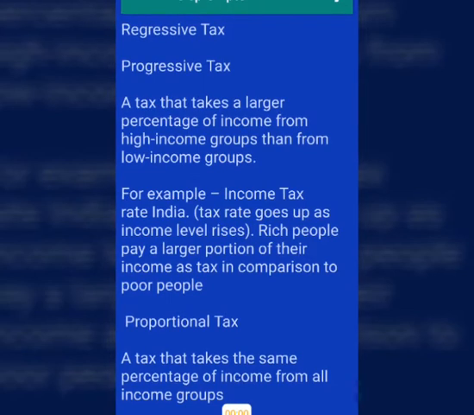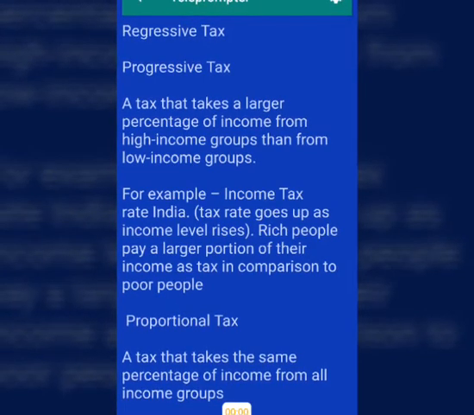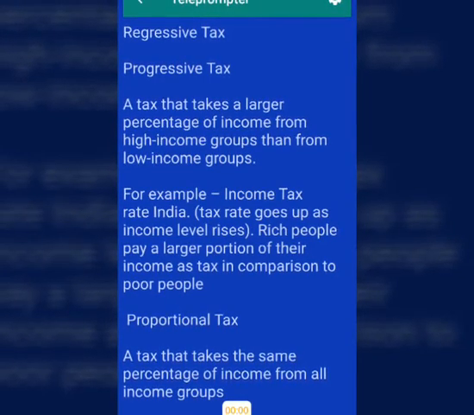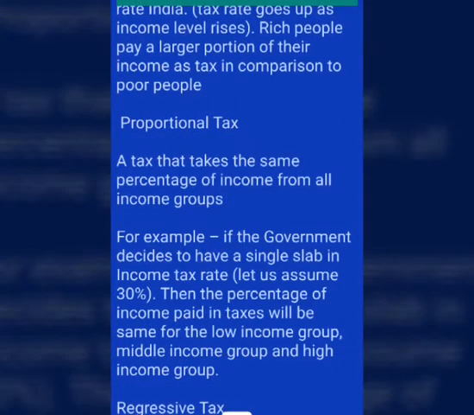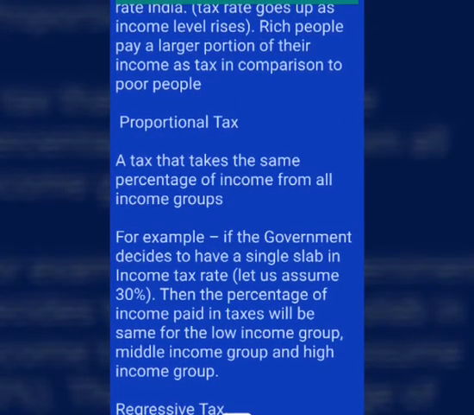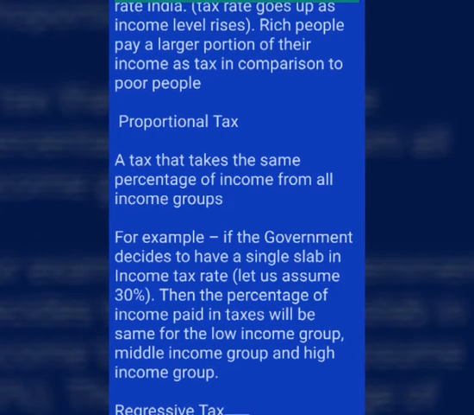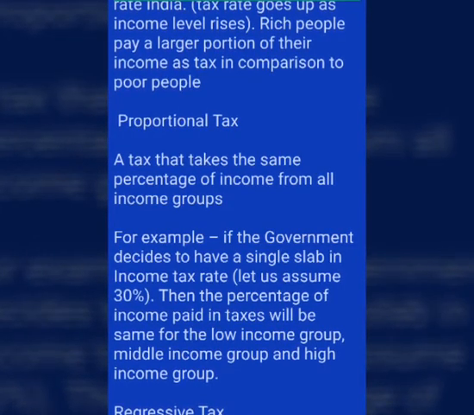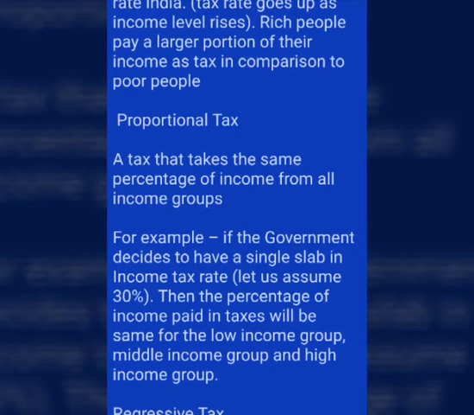Regressive tax: a tax that takes a larger percentage of income from low-income groups than from high-income groups. For example, an indirect tax on hair oil, let us suppose 18%. The lower income group pays a high proportion of their income as tax while buying it than the higher income group.